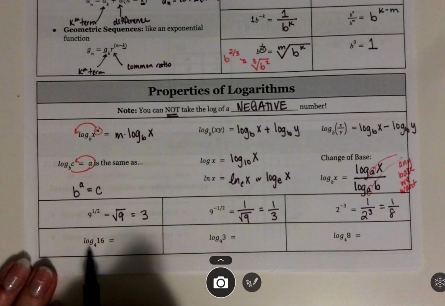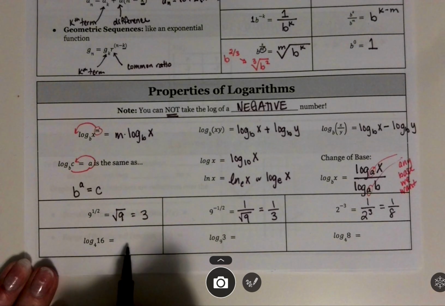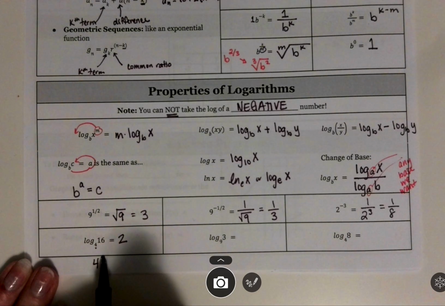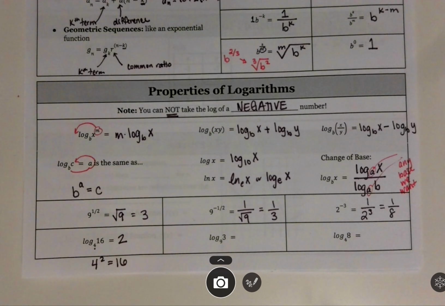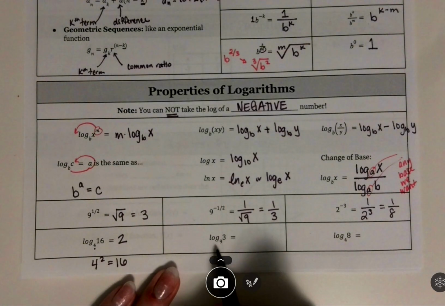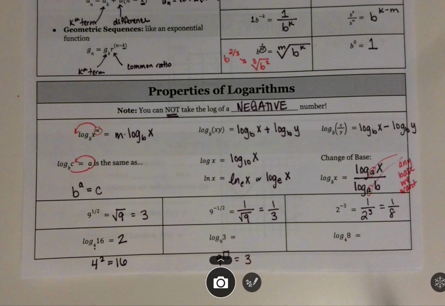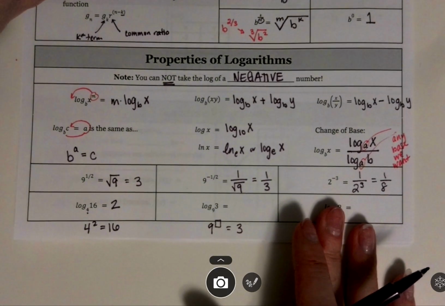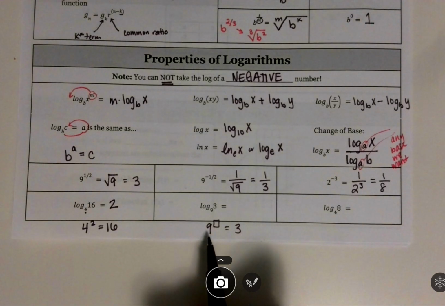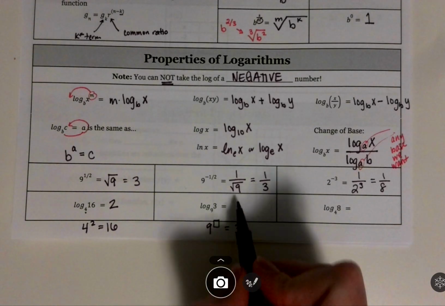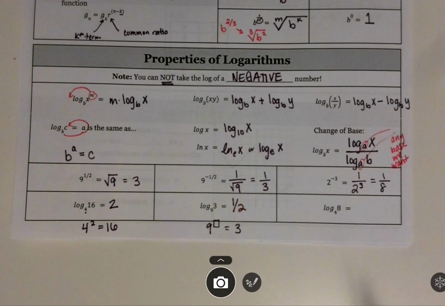For our bottom row, log base 4 of 16 is equal to something. If we think about converting it into exponential, 4 to what exponent would give us 16? Well, I know it has to be 2, because 4 squared is equal to 16. Here, log base 9 of 3 equals something. So 9 to what power equals 3? Sorry about that little error there. Well, I know the square root of 9 is 3, and how I denote a square root as an exponent would be 1/2. So log base 9 of 3 is 1/2.